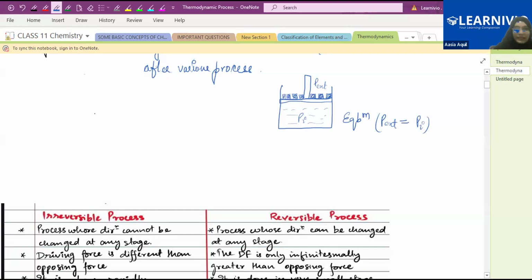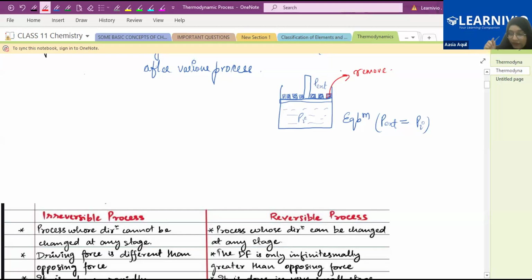Now if I remove one weight from here, what will happen? The volume of the gases will try to expand, because the external pressure becomes smaller as compared to P internal. Initially it was in equilibrium, meaning P external was equal to P internal, due to this weight.